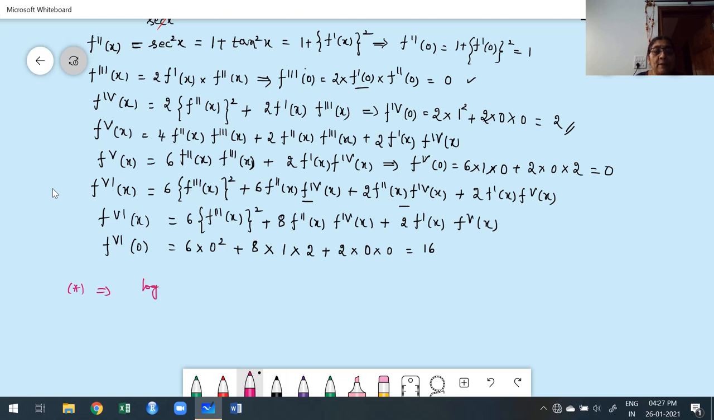f of x, the given function log of secant x, equals, what is my f of 0? Just a few minutes before we calculated, f of 0 is 0, f dash of 0 is 0, therefore the term is 0. f double dash of 0 is 1, so x square by 2 factorial into 1. Again, x cube by 3 factorial, the third derivative at 0 is 0, therefore we neglect it. x to the power of 4 by 4 factorial into 2. Again, x to the power of 5 by 5 factorial into the 5th derivative 0, therefore the entire term must be 0.